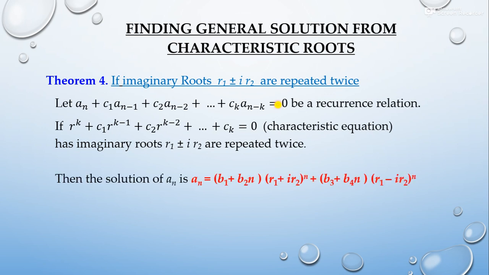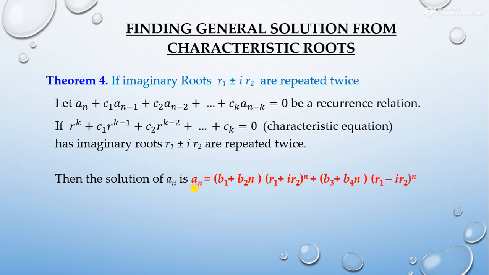So our solution an is here, because in the case of repeated roots we already saw in the second theorem that if we have repeated roots, if it is repeated 2 times, we write b1 plus b2 n, and if 3 times, we write b1 plus b2 n plus b3 n square. So here only 2 roots are repeated, so we take b1 plus b2 n for the first root, r1 plus i r2 raised to the power n, and for the second root we put b3 plus b4 n, r1 minus i r2 raised to the power n.